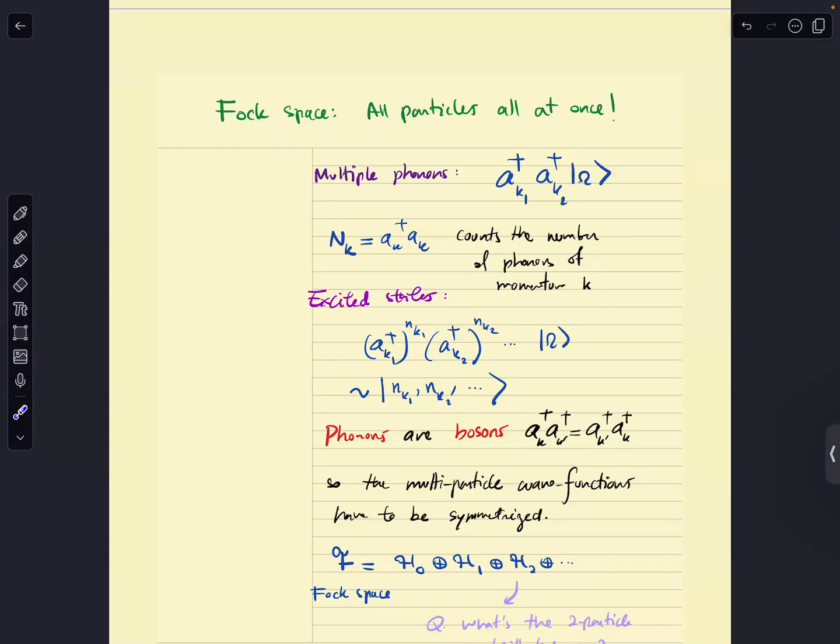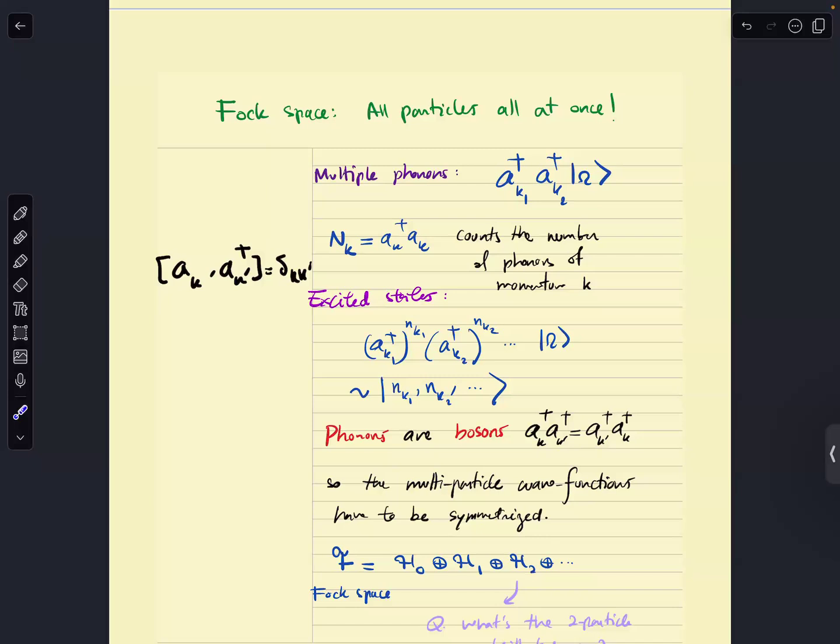Good. Now, if you recall, this was the commutation relation, which means that A_k and A_k' dagger, A_k dagger and A_k' dagger commute. That means the system is bosonic.